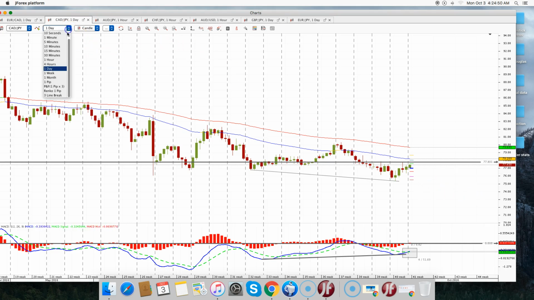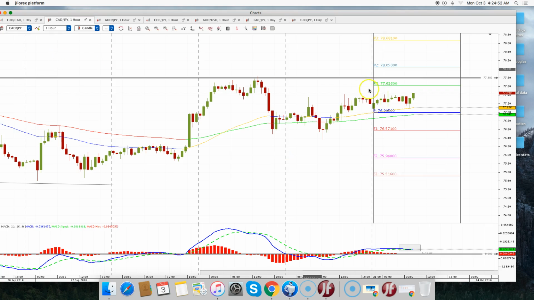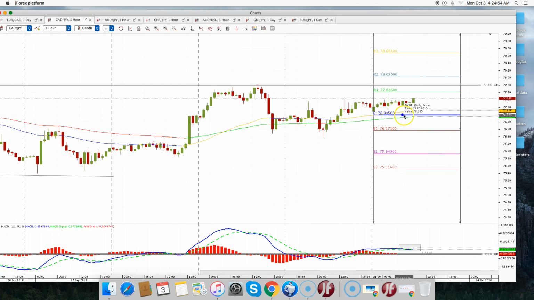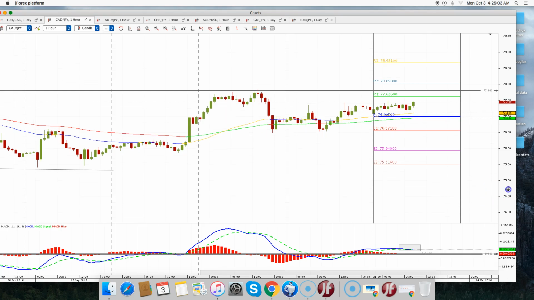But right now we have price above the central pivot point, above the 150 moving average line, and MACD is above the 0 line. So this is an indication that price, for today at least, should rally, okay, up to the 77.80 area.